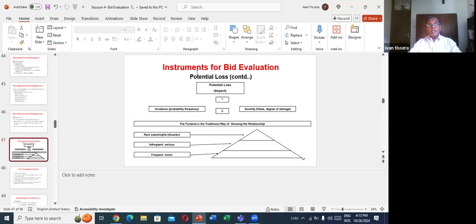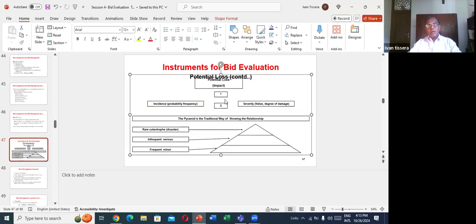This is from the international instrument for bid evaluation: potential loss or demand. Potential loss has incidence, probability of frequency, multiplied by severity, value, degree. This into this is equal to this.